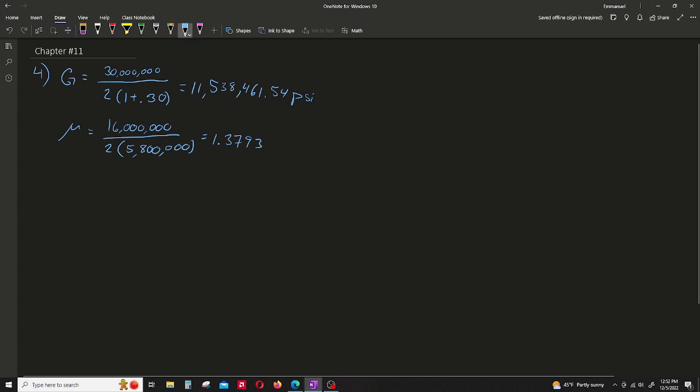All right, and next we have number 9. Number 9 says a concrete roadway pavement is placed in 60-foot long sections. An expansion joint between the ends of the sections is established as ½ an inch at 70 degrees Fahrenheit. Calculate the width of the joint at temperatures of 30 degrees Fahrenheit as well as 110 degrees Fahrenheit.